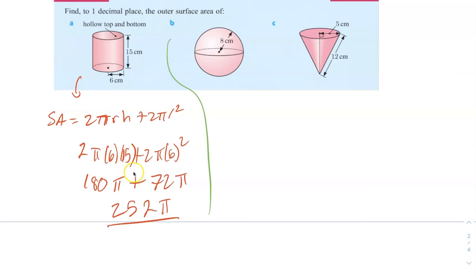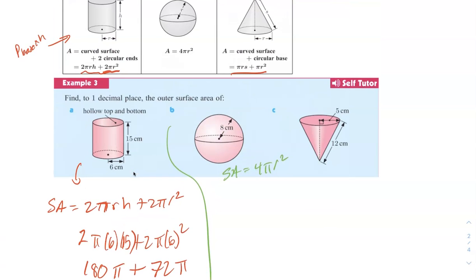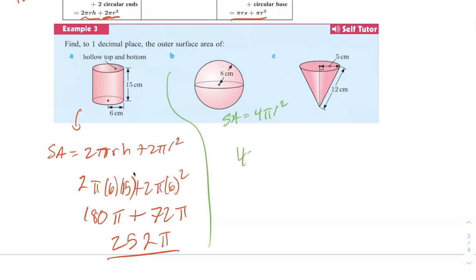Next one, it's a sphere, so we just have a formula for that. If you want the surface area, it is 4 pi r squared. Again, I believe that is in your formula sheet. So you just plug it in. 4 times pi times 8 squared. So 64 times 4, that's 256 pi. Hope that's right. I've been wrong in the past.